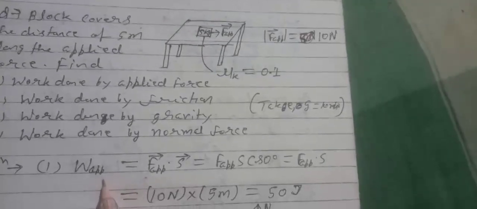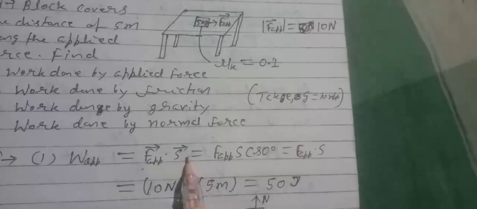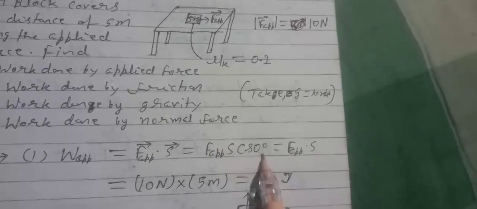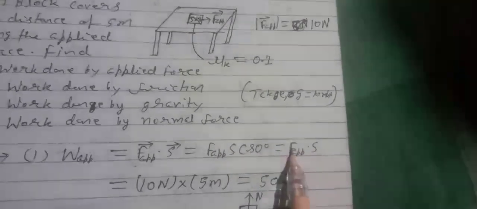Solution 1. Work done by the applied force equals F applied dot S vector, the displacement vector, which equals F applied S cos 0, because both are in the same direction.